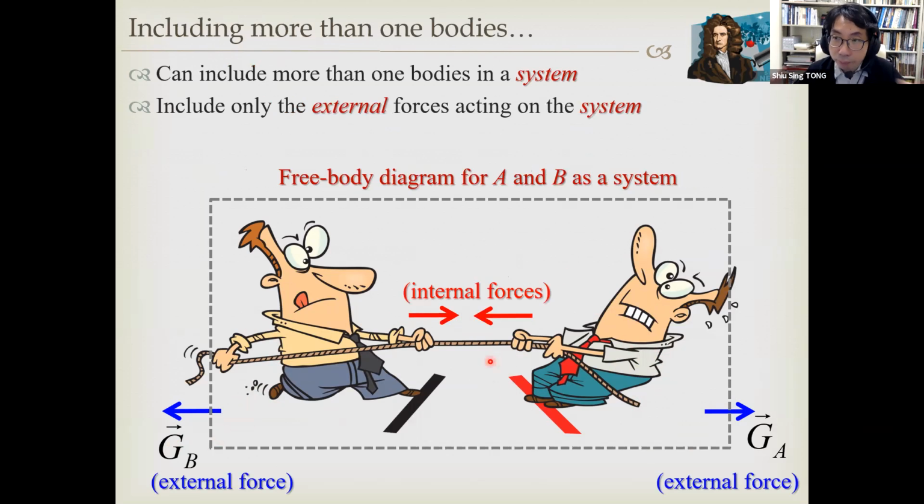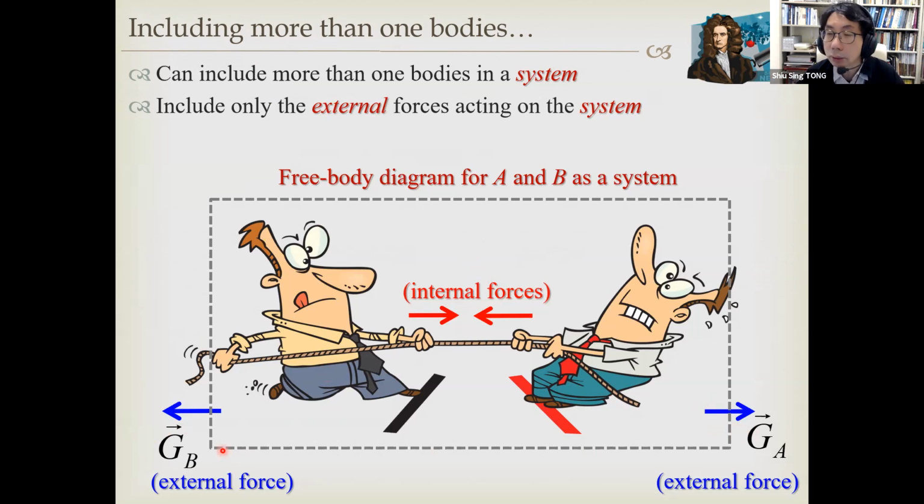But if I define a system of person A and person B as a whole, if I consider them as one system, then the tension force between them will be an internal force, and I should not count that. I will only count the external forces, and the external force is only the frictional force, the friction due to the ground on the bodies. So the external forces are Ga and Gb.